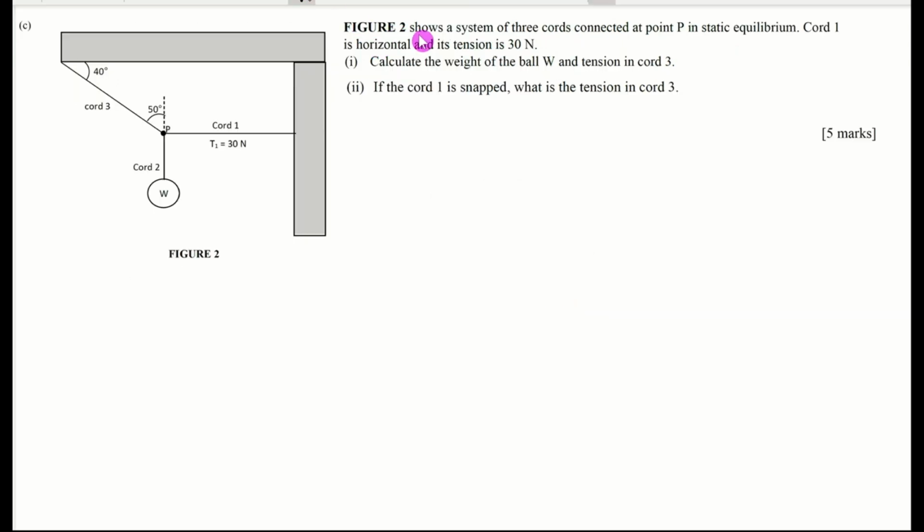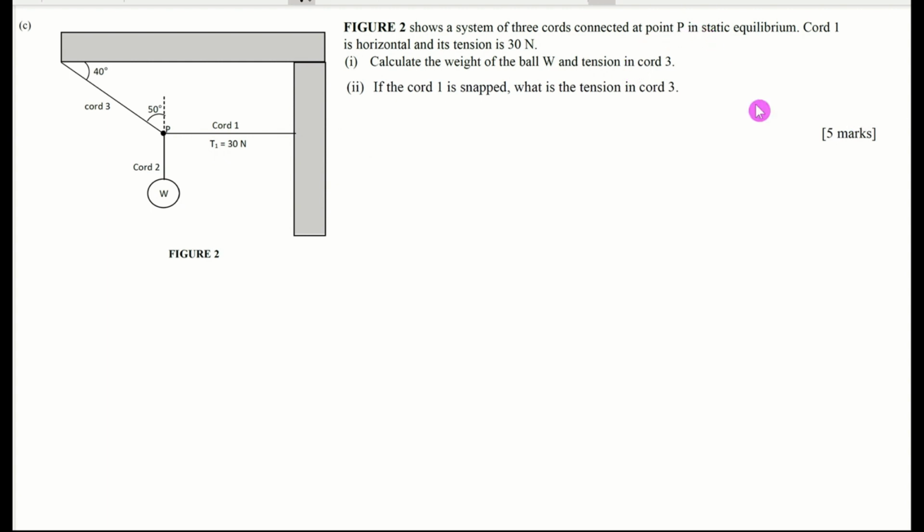Okay, so figure 2 shows a system of 3 chords. So here we have chord 1, chord 3, and then chord 2. And here we have a weight. The weight is hanging. Okay, and then chord 1 is horizontal and its tension is given. This is the tension for T1. Calculate the weight of the ball W and tension in chord 3.